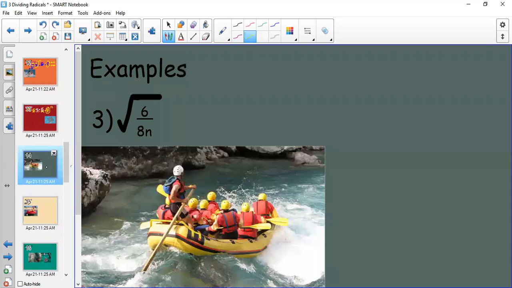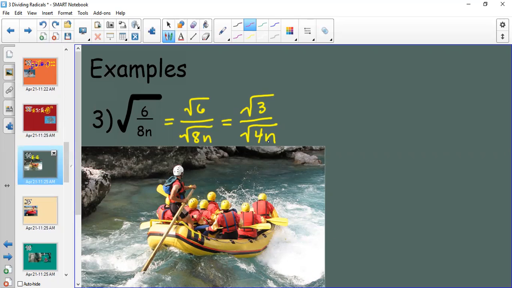All right, let's try some more examples. So I'm going to go ahead and split here. Square root of 6, square root of 8n. Now they're both inside, so I can simplify inside with inside. I can divide them both by 2. So I would get 3 and 4n. All right, so the bottom is not a perfect square just yet. It's very close. The square root of 4 is a perfect square, but n is not. All I need to do is make it an n squared.